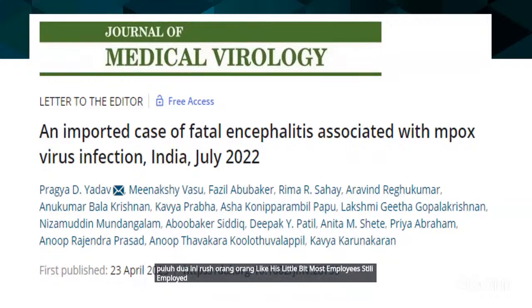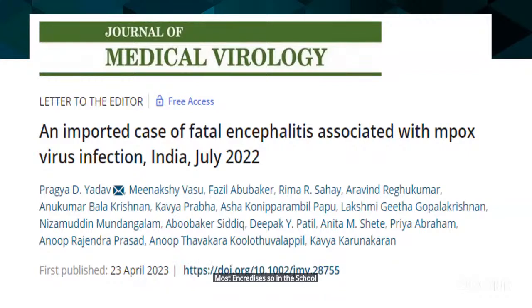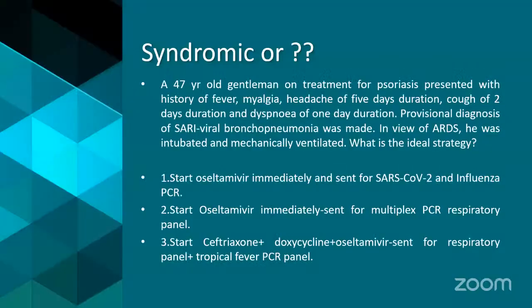So in this scenario, the patient had just 2 lesions. With just 2 lesions, someone developing encephalitis and dying is not very common in mpox. So we thought about the possibility of mpox triggering an autoimmune encephalitis like MOGAD. This is also something that we need to keep in mind.